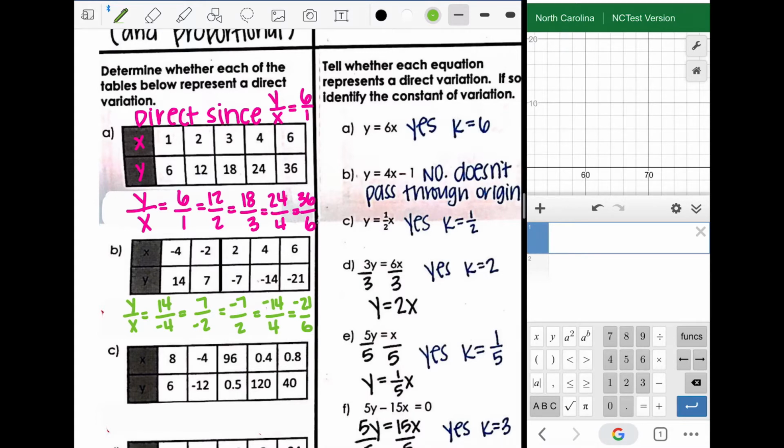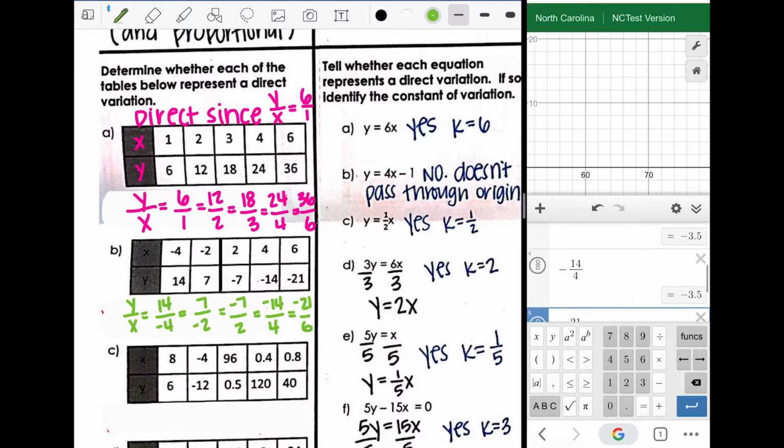So if you're ever unsure, what you can do, I have Desmos pulled up, you can always just double check. If you don't want to spend the time simplifying these fractions, what you can do is type them in Desmos and see if they all are equal to the same value. So let's see if 14 over negative 4 is equal to 7 over negative 2. And it is. They are both equal to negative 3.5. All right, then same for negative 7 over positive 2. That's the same as negative 14 over 4. And that is the same as negative 21 over 6.